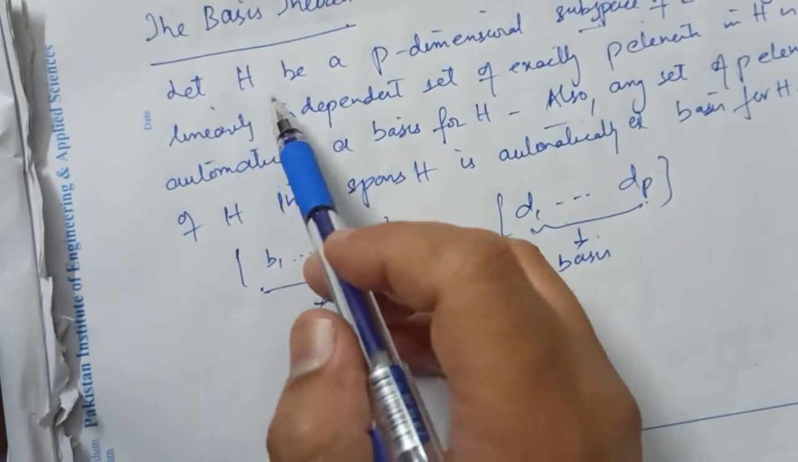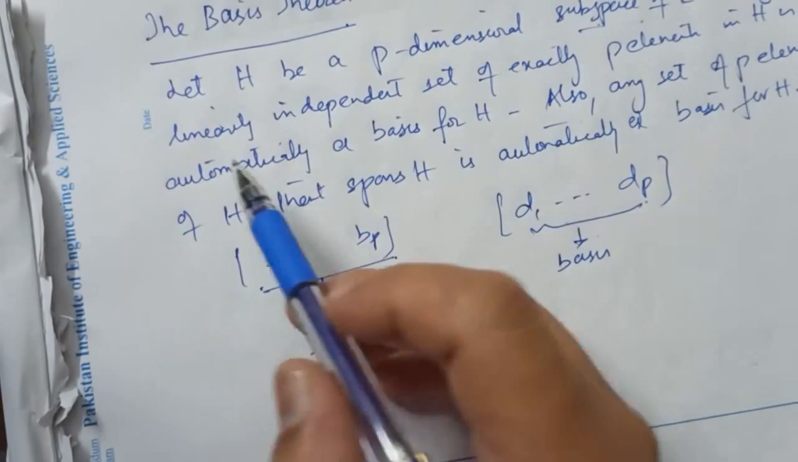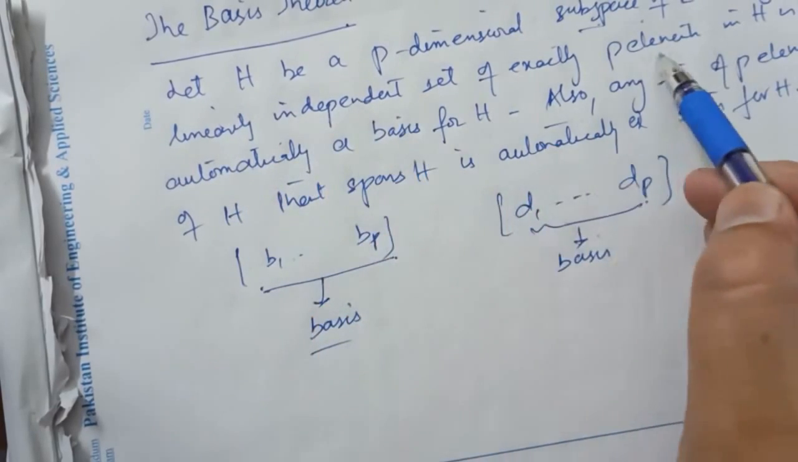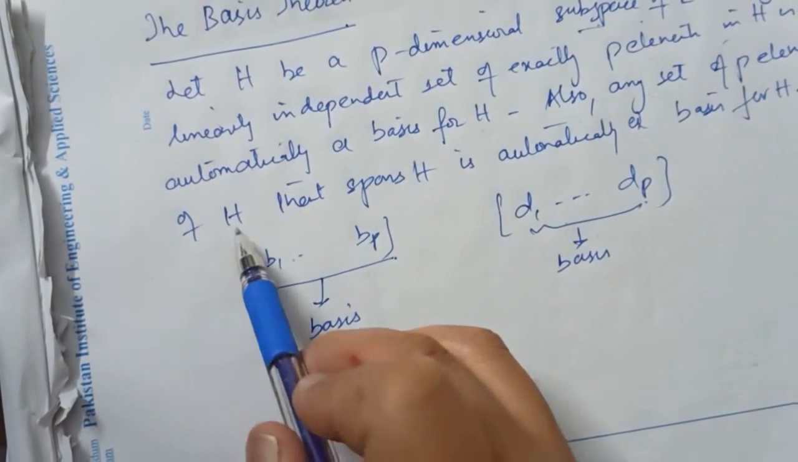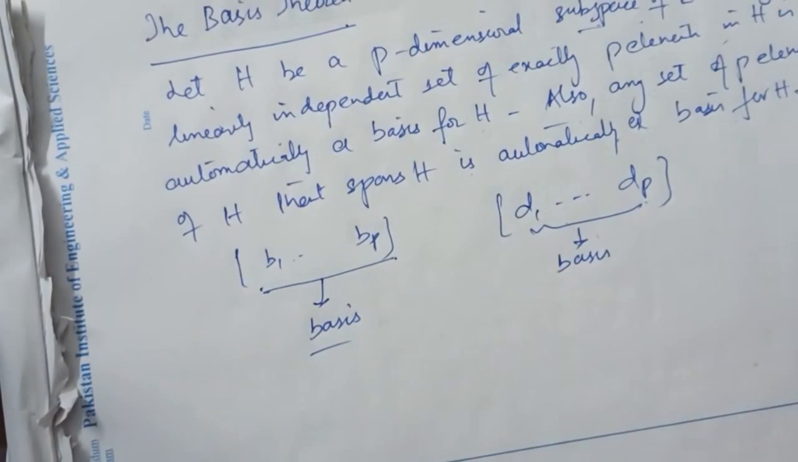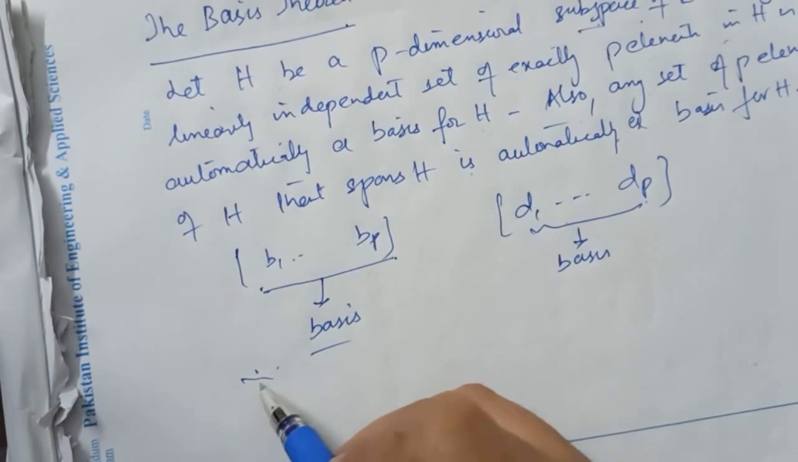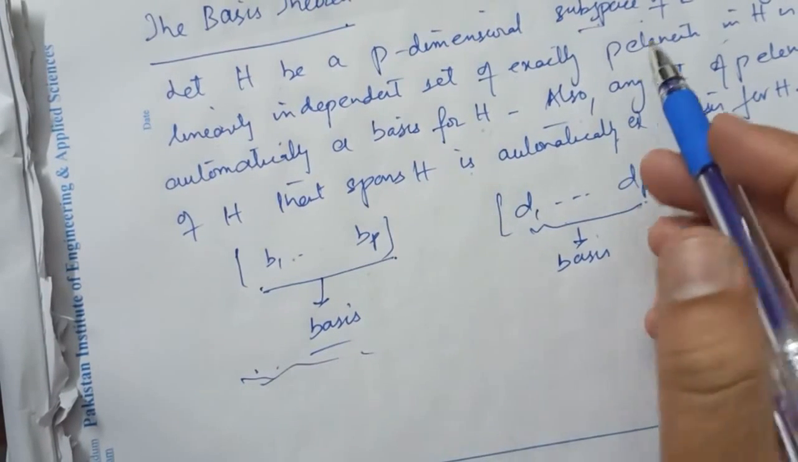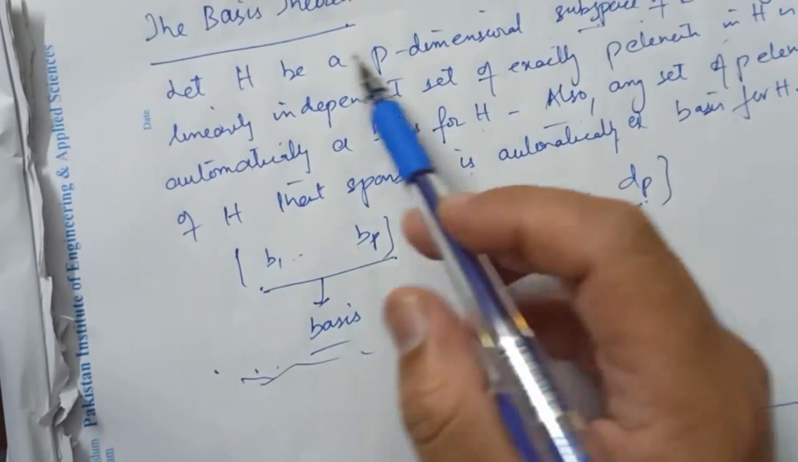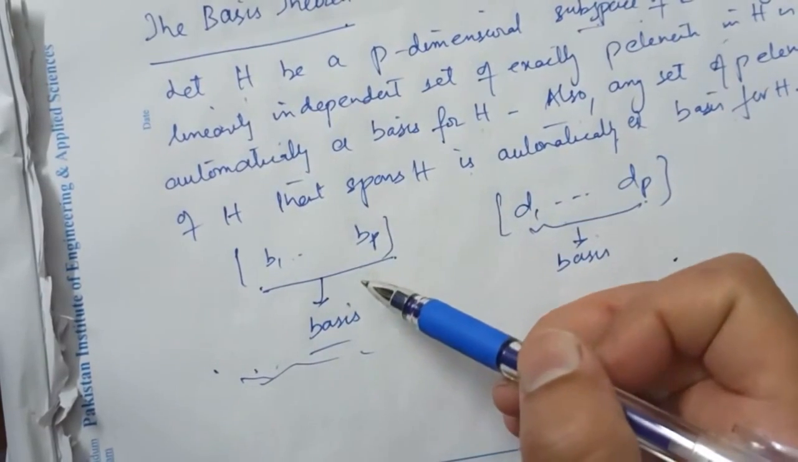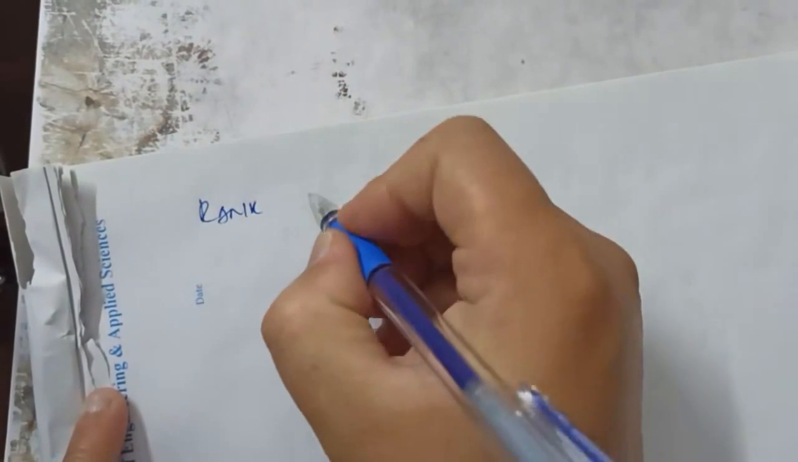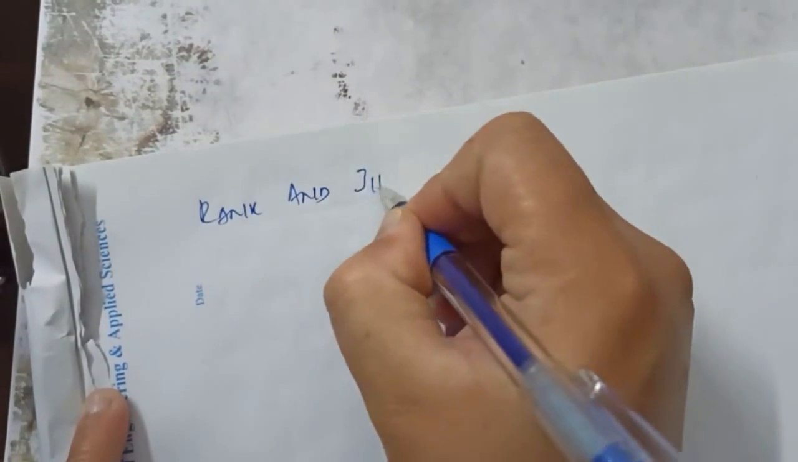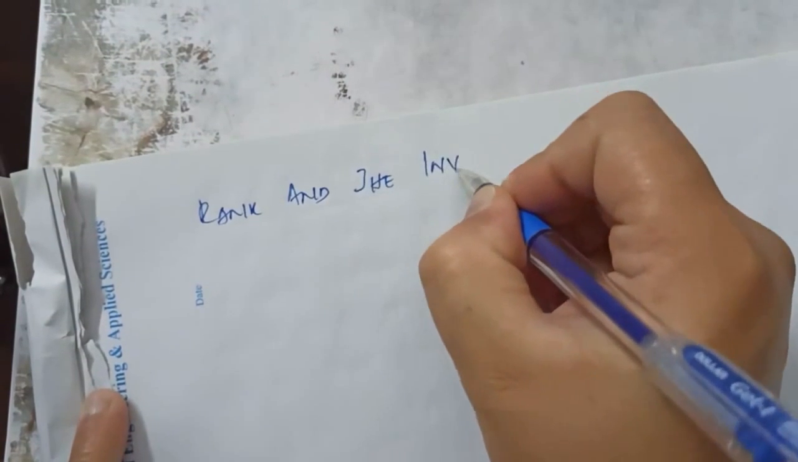So that's what it says. Let H be a p-dimensional subspace of Rn. Any linearly independent set of exactly p elements in H is automatically a basis for H. Also, any set of p elements of H that spans H is automatically a basis for H. So any two different sets which are linearly independent and span H become a basis for H. Okay. So now this leads to what we know as the rank and the invertible matrix theorem.